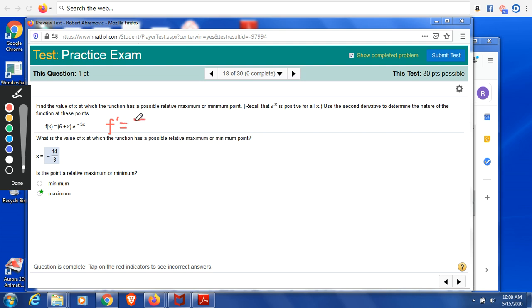We're going to use the product rule because this is the product of two functions. The first function being 5 plus x, the second function being e to the minus 3x. The derivative of the first factor is just 1, right? Derivative of 5 is 0, derivative of x is 1. So what we're left with is e to the minus 3x plus negative 3 times x plus 5 times e to the minus 3x, because the derivative of e to the minus 3x is negative 3 e to the minus 3x.